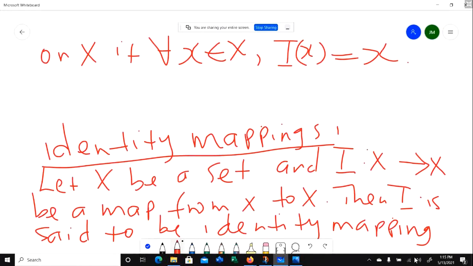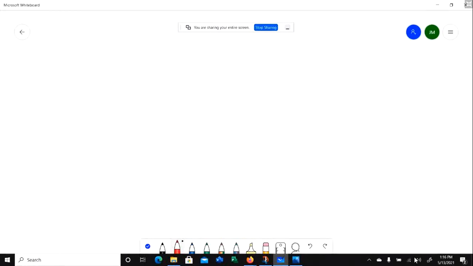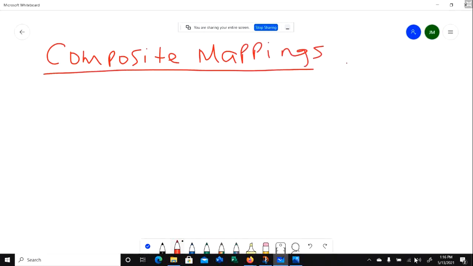Now, having defined mappings or functions, various types of functions, then we have situations where we can have a composition of more than one mapping, so that we can have one map acting on a set and then another one acting on the image to map it to another set. So let's say something about the composite or the composition of mappings, or the composite mapping.